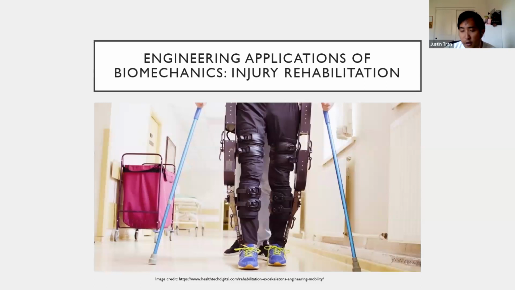And so another area of biomechanics is injury rehabilitation. And so what you see here is an external support device for this person. So this person may have lost the ability to walk. And so what you can see here is he has support devices that support his legs, as well as these canes to support his walking. And so this is a very broad area of biomechanics that there's a lot that you can study here as well.